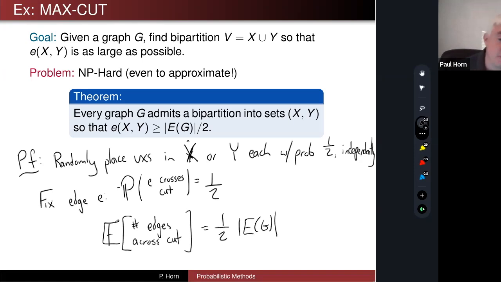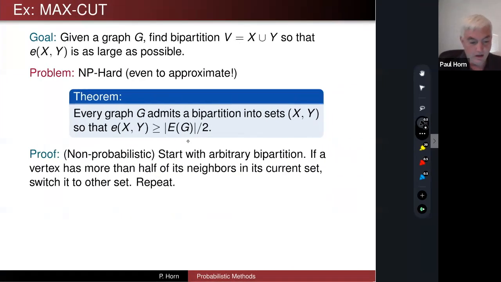This is the average number of edges across the cut. Some choice beats the average. Ergo, I have the bipartition I want. The same idea as these other methods, that I compute some average and I go with it and I get a nice result.